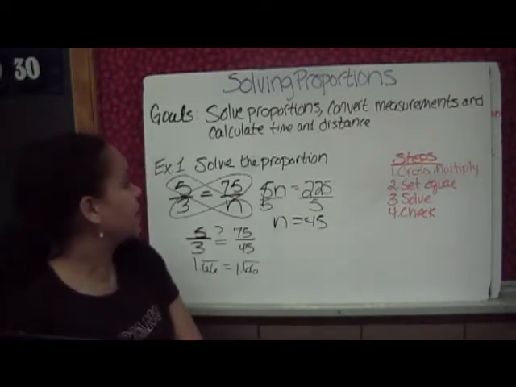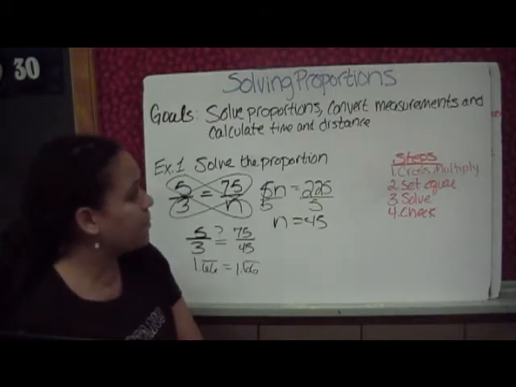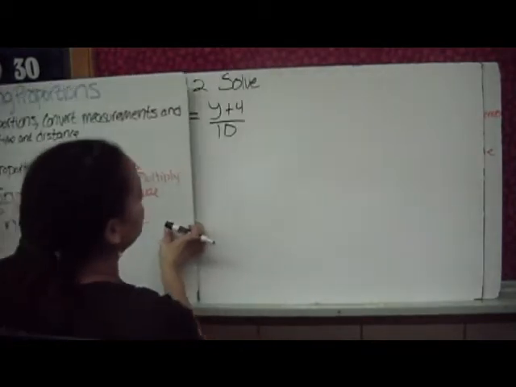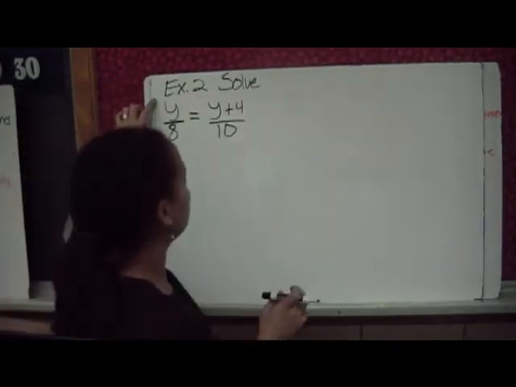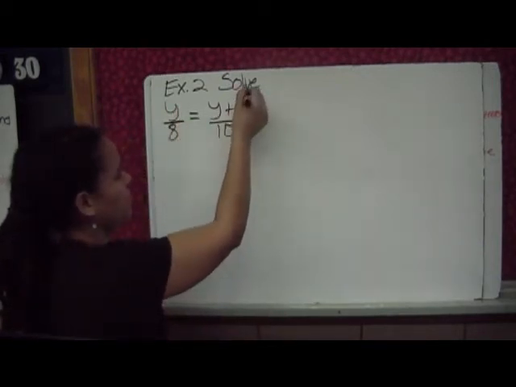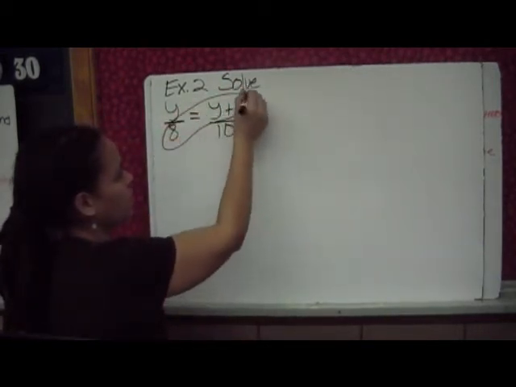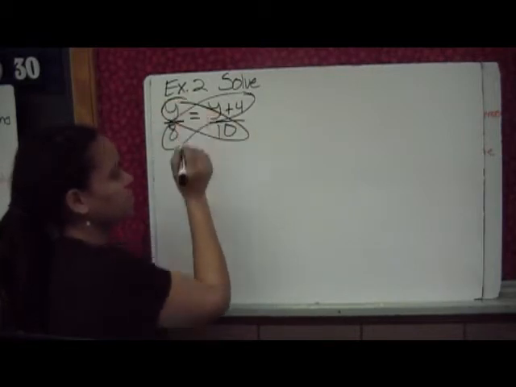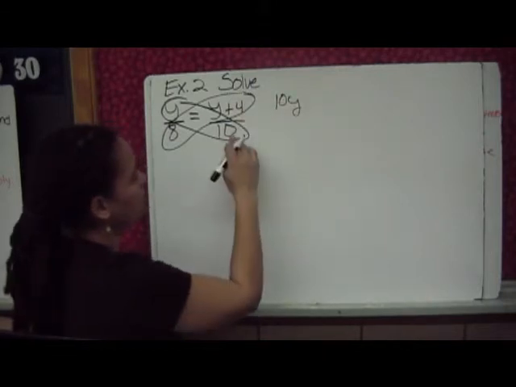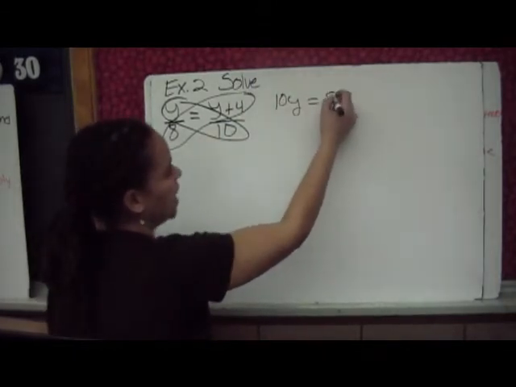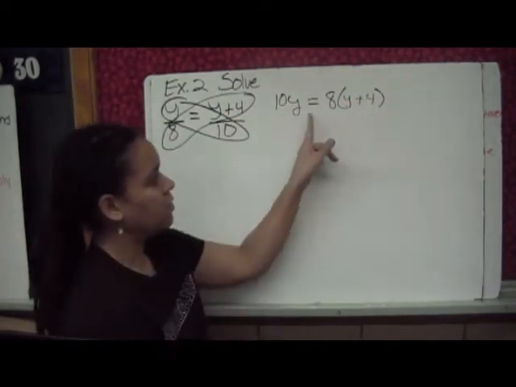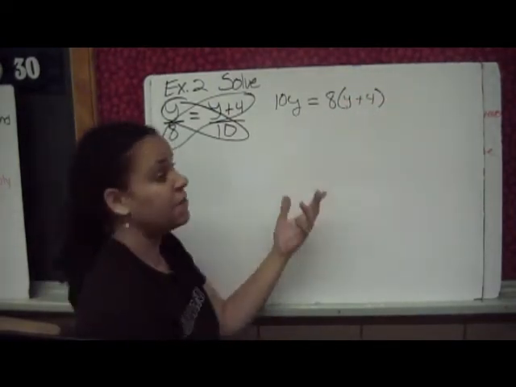All right, next one. Let's look at example 2. Example 2, this is solving a proportion as well, but I made this one a little harder so you can see one that's a little more challenging. Same steps, cross multiply. So I would have the 10y from here, and then I have is equal to 8 times y plus 4. Here, this is fine. Now we need to use the distributive property for this 8.